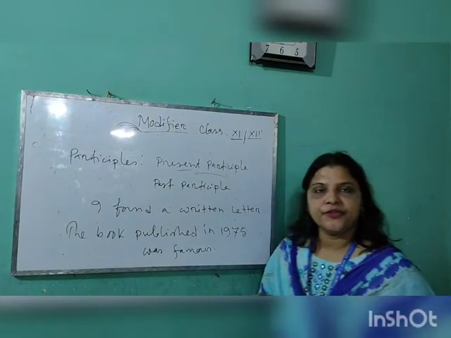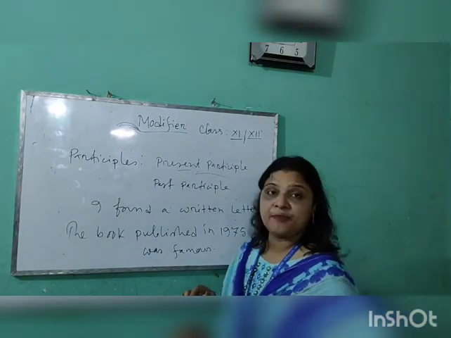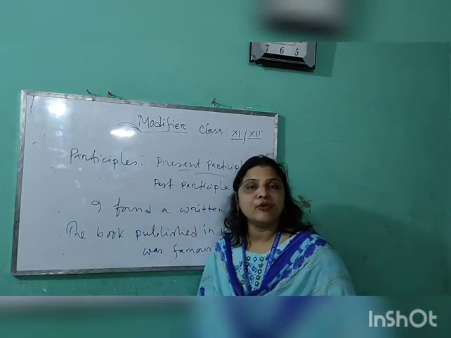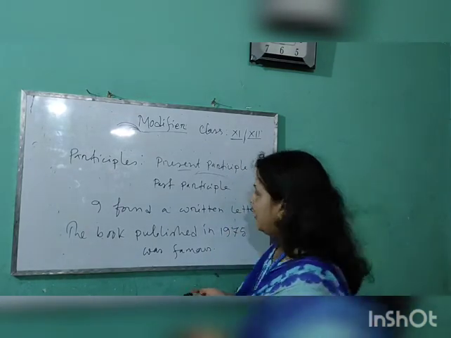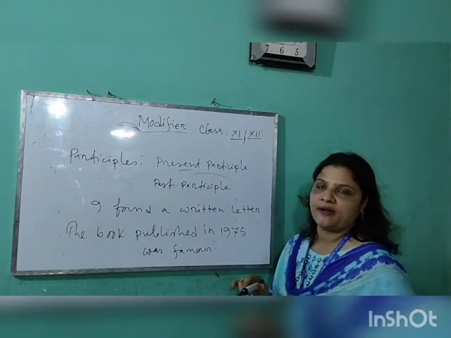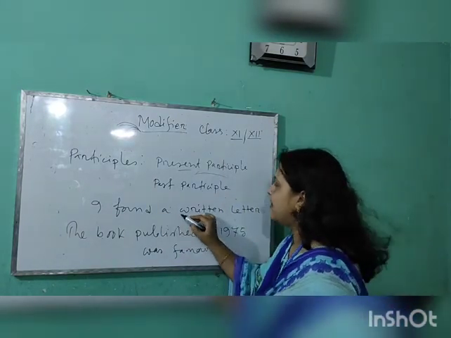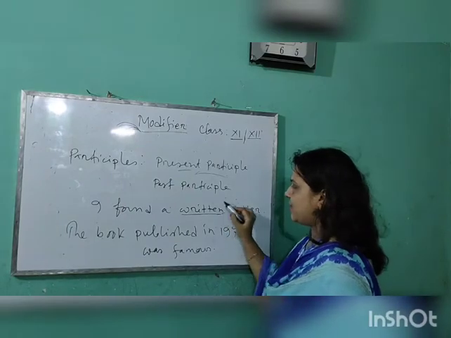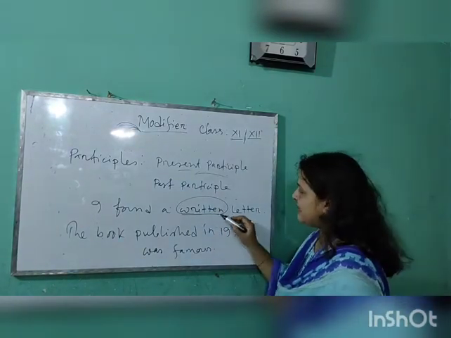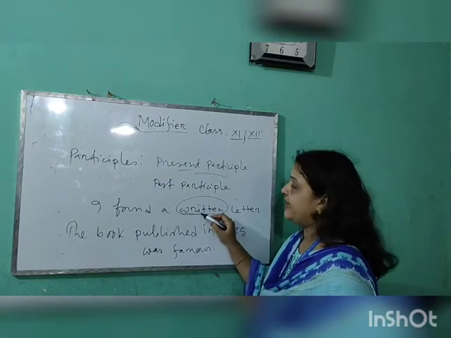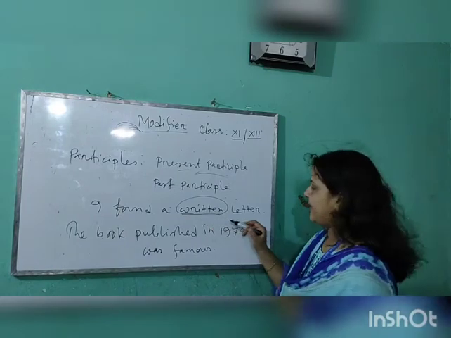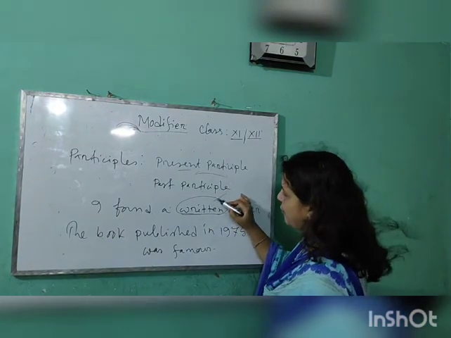Now I'm going to give you the examples of past participles, and how past participles can be used as a pre-modifier and post-modifier. I found a written letter. See, I found a written letter. So this word written, what kind of letter? It is written. So this is a pre-modifier and it is the past participle form of a verb.